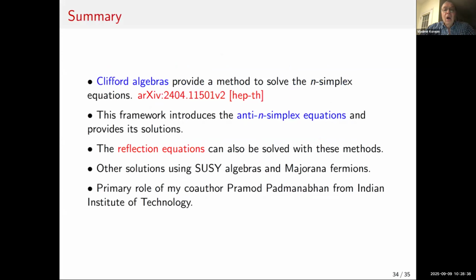So, summary of what I explained in my lecture: I think that Clifford algebra provides us a method of solving n-simplex equations, starting with Yang-Baxter and higher.